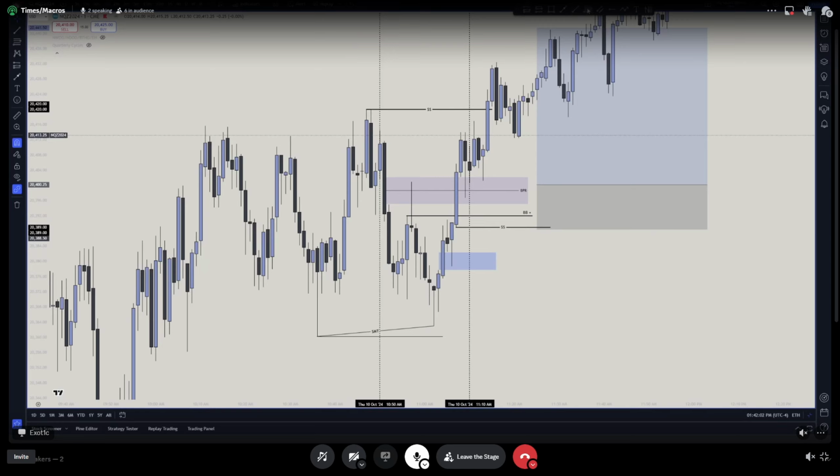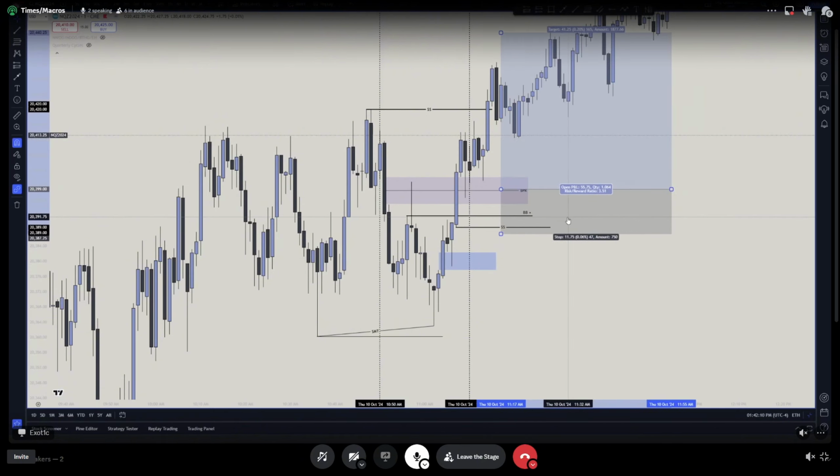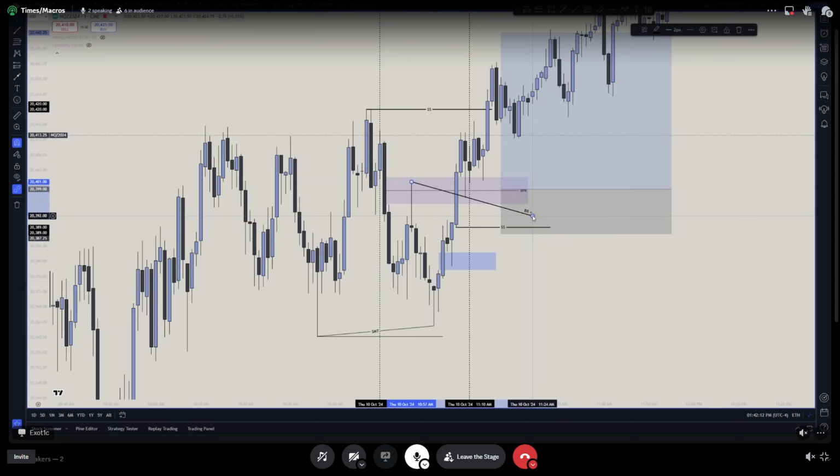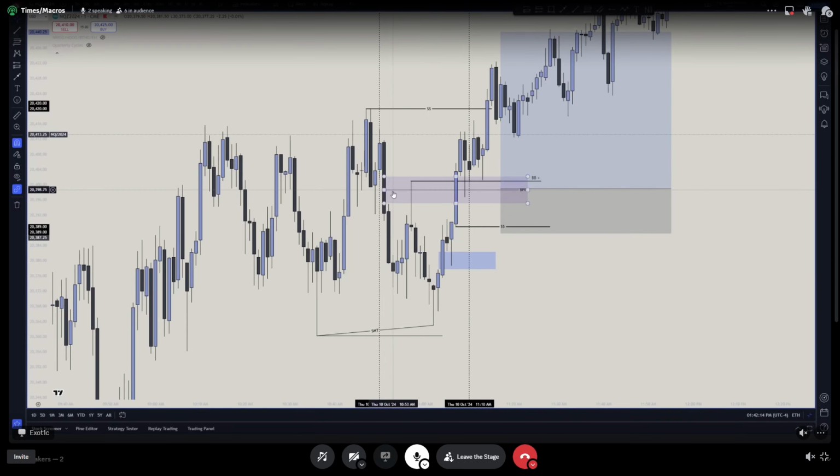Now, what do I also have? I do also have consequent encroachment of this wick here, just in case price wanted to come down lower. And that was enough context for me. I had a breaker block here, a BPR here, more of a fair value gap here.